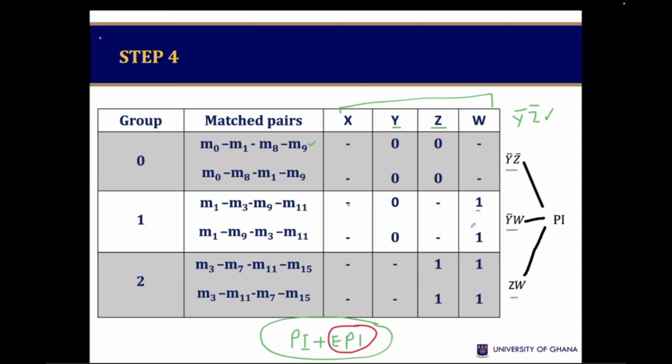Then our final expression will be y bar z bar plus y bar w plus zw. But as it stands now, this table only produces prime implicants. So we have to go a step further to check whether all these are prime or some of them are redundant, which means we don't need them in the final expression. So that is the next step to do. So let's move on to that.